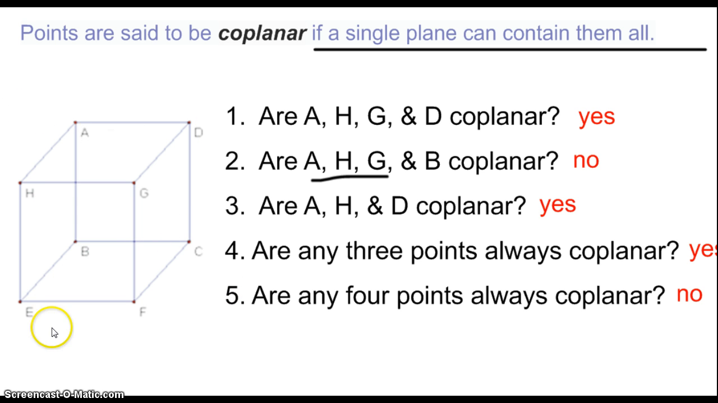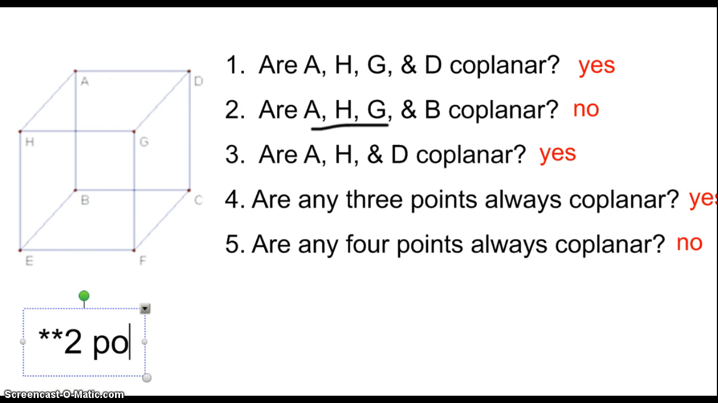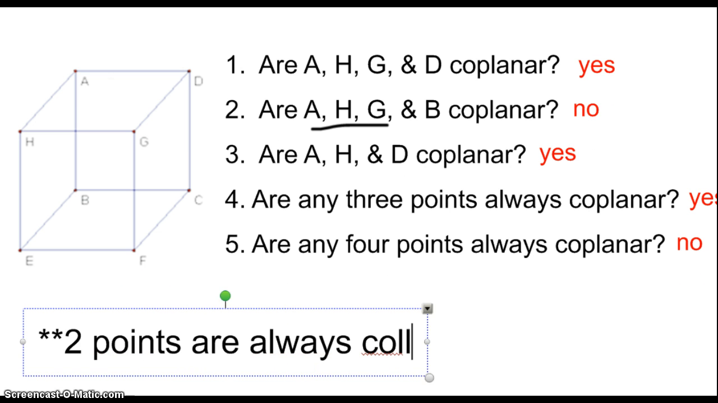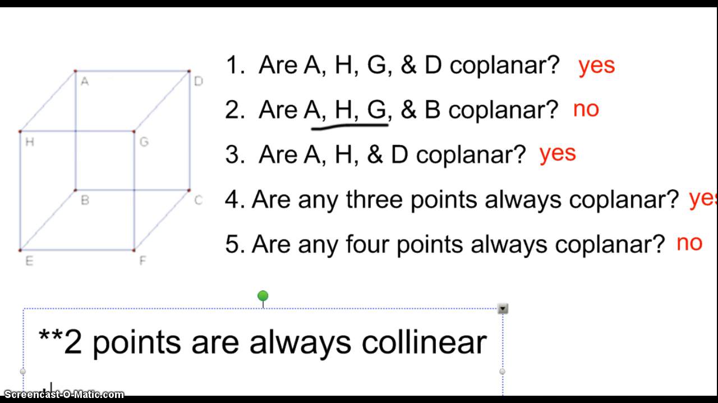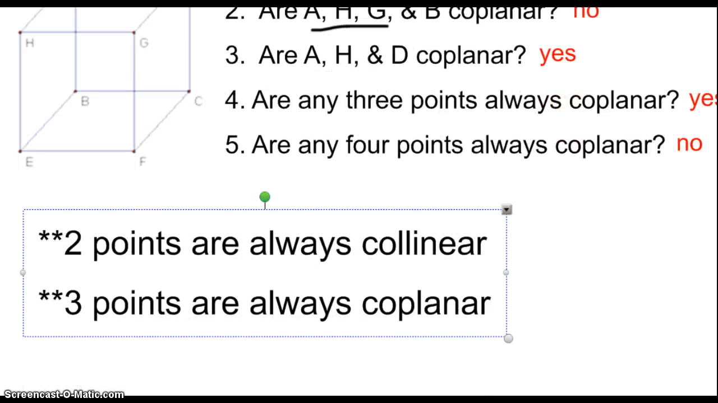And that's something you might want to write down because I've noted it a couple times. 2 points are always collinear. 3 points are always coplanar.